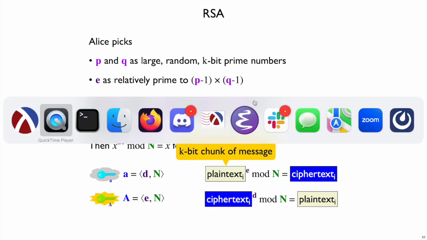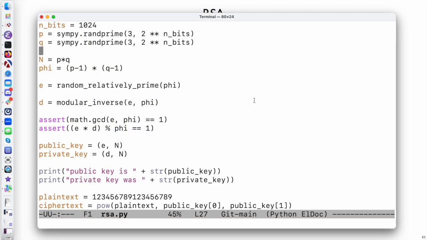Similar to Diffie-Hellman, the implementation of RSA is straightforward if you have a decent number library. Here I've got a Python script where I'm setting n bits to be 1024, and then I'm using a SymPy library to generate a random prime number between 3 and 2 to the n bits. So that gives me basically an n-bit prime number.